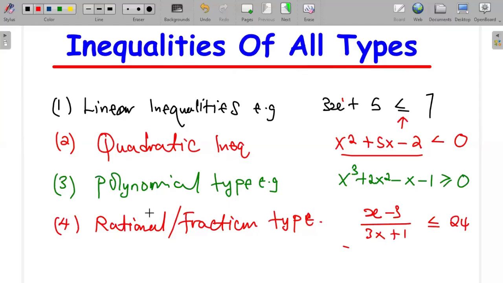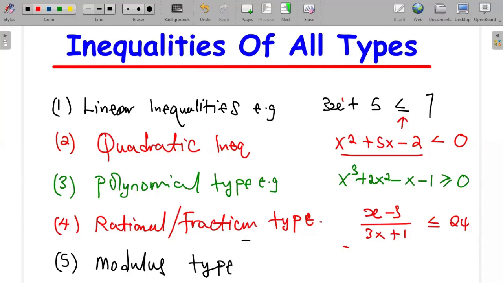Okay, so these are the four types of inequalities that we have. And all of these four types of inequality can be turned into what we call a modulus inequality. So we're going to put the modulus type here as the fifth one, but the fifth one can actually be applied on any of these four that you can see here. So I'll say modulus type.